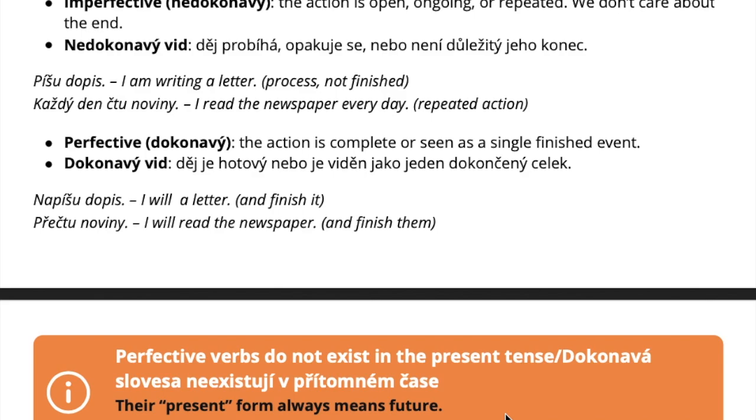So imperfective is describing actions that are ongoing or possibly they are repetitive or just open. We don't care about the end of this action. That's not why we are saying the sentence.